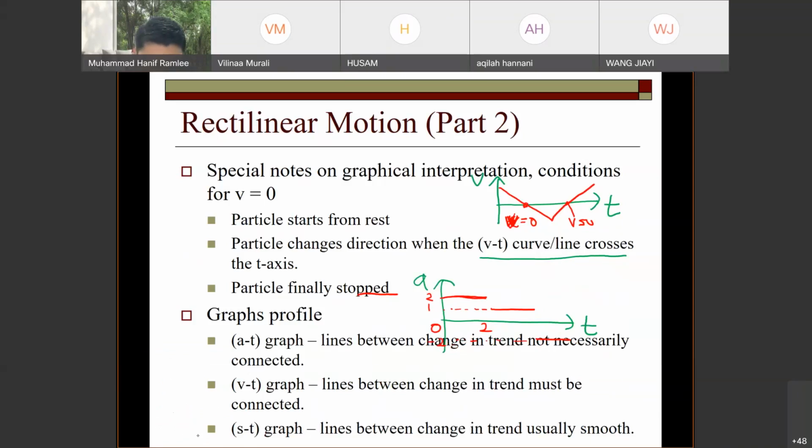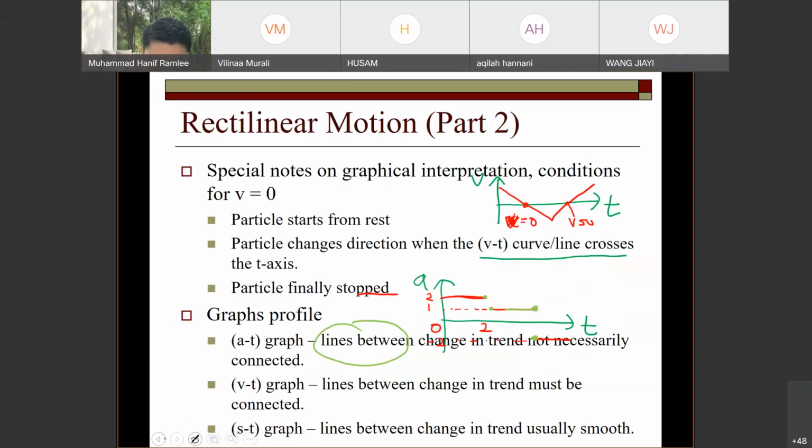So what this means is that the lines between changes, this line and this point, are not necessarily connected. They can be separated, as I show you right now. This connection and this connection are not necessarily connected. So if you have this graph in your final answer, it means your graph is correct, because it is not necessary to be connected.